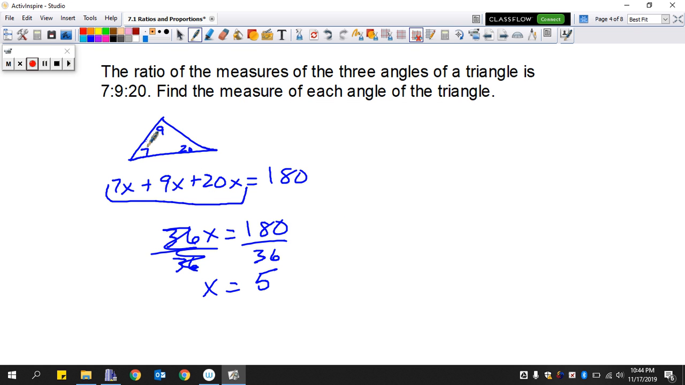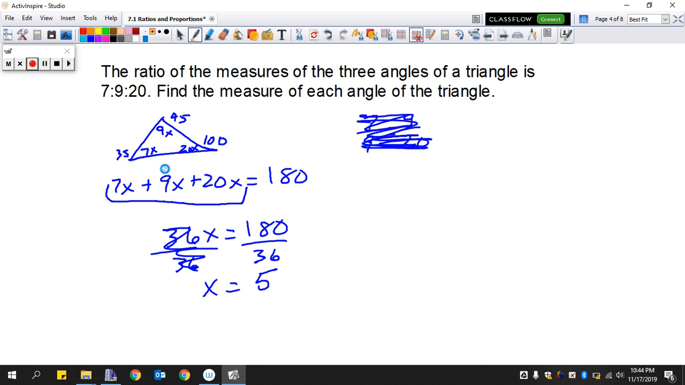So this would be 7x, 9x, and 20x. 7 times 5 would be 35, this would be 45, and this would be 100. So we're talking about 7 to 9 is equal to 9 to 20. Anyway, this is the way you would do that if you had to do that.